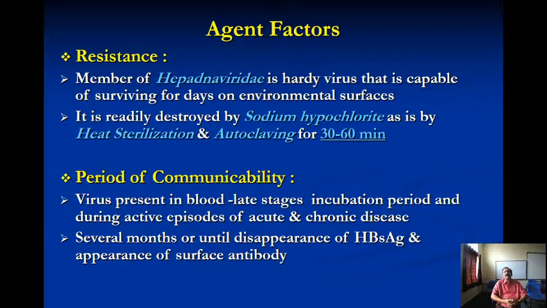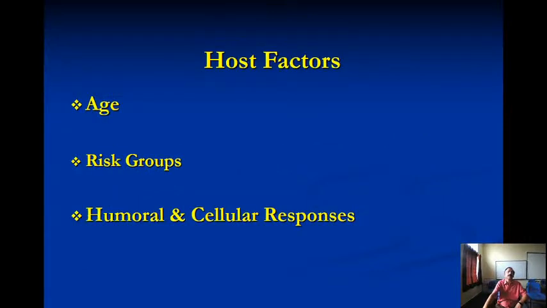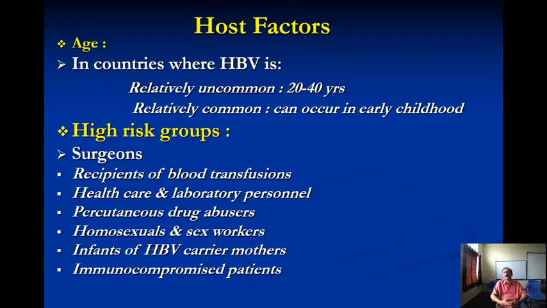The period of communicability: the virus is present in blood in the late stages of the incubation period and during active episodes of acute and chronic disease. The period of communicability is for several months or until disappearance of the surface antigen and appearance of the surface antibody. Once the antigen disappears, then the surface antibody comes in, and possibly there is some sort of resistance at that time.